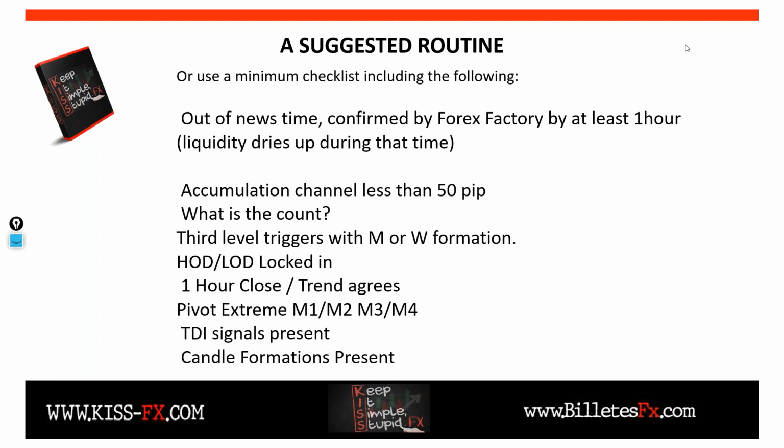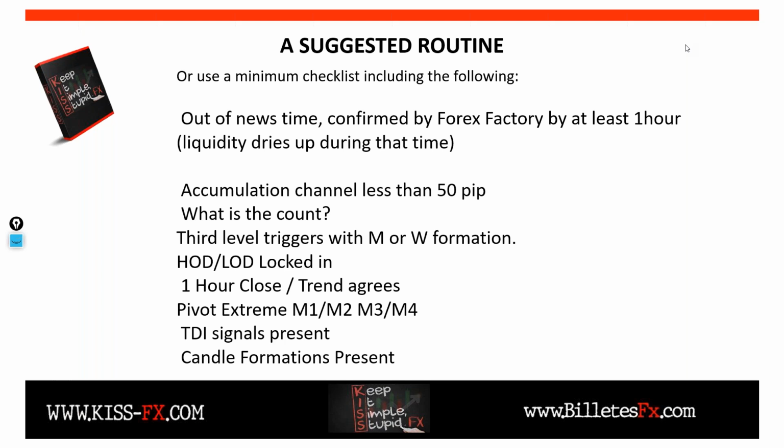So you guys already know: accumulation channel, Asian session under 50 pips. What level are you in? What's the count? Third level triggers. If you see an M or a W pattern, go back. Is that M at level 3 or that W at level 3? Because they could fake you out with an M at level 2, and it goes completely the opposite direction. Make sure M's or W's are at level 3. And make sure it's the high of the day or the low of the day. Is it a lock? Have they worked that area 30 to 90 minutes?